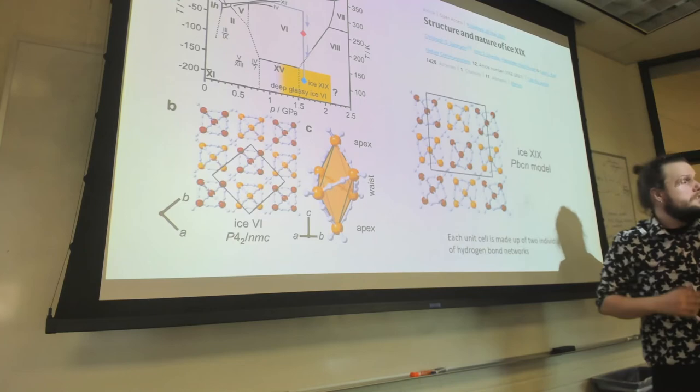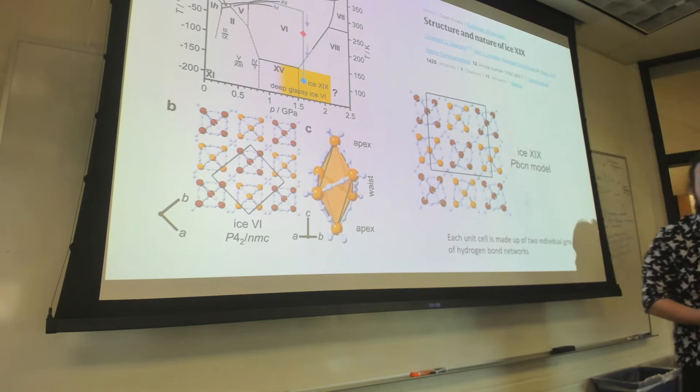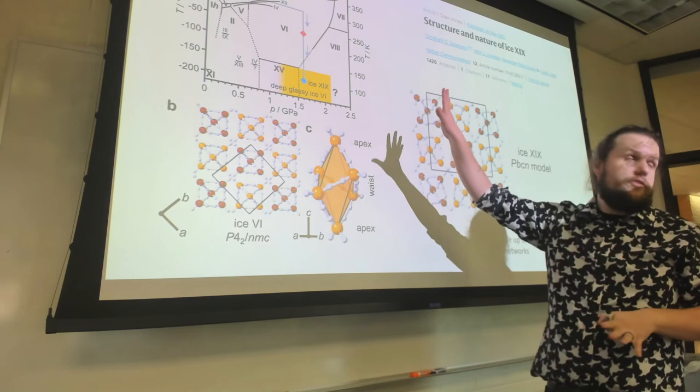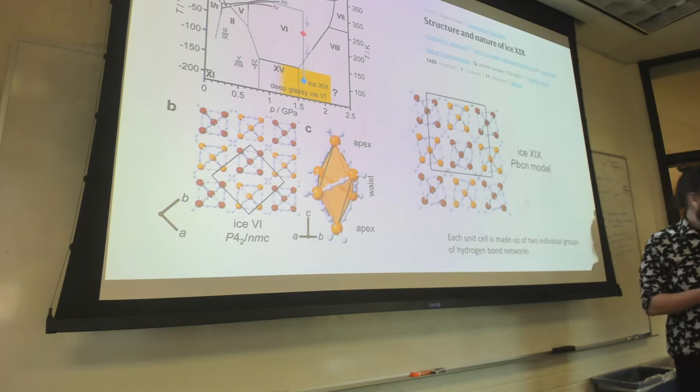So water is really, really special because of that, because of its hydrogen bonds, right? Benzene's high pressure ice diagram does not look nearly as interesting as this. And that's because, of course, benzene doesn't really interact with itself very strongly, right?